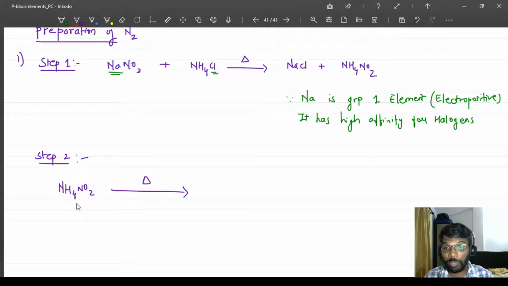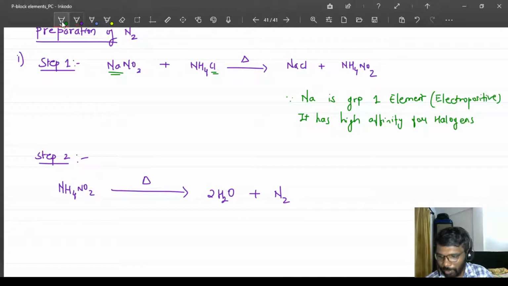So here, how many water molecules? There are four hydrogens and two oxygens, right? So if we remove two water molecules, then I can write it as 2H2O. If I remove four hydrogens and two oxygens, what is remaining? Two nitrogens are remaining, right? That is how you can remember it.